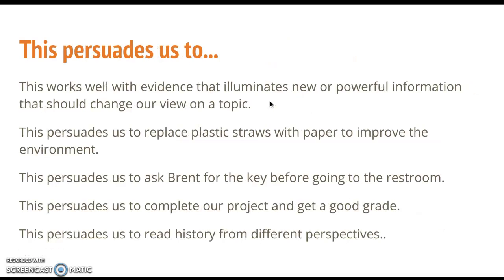This persuades us to. This works well with evidence that illuminates new or powerful information that should change our view on the topic. So if we were writing a paper on plastic straws, and I provided a bunch of evidence of how they hurt turtles and different wildlife, I could then use the sentence starter, this persuades us to replace plastic straws with paper to improve the environment.